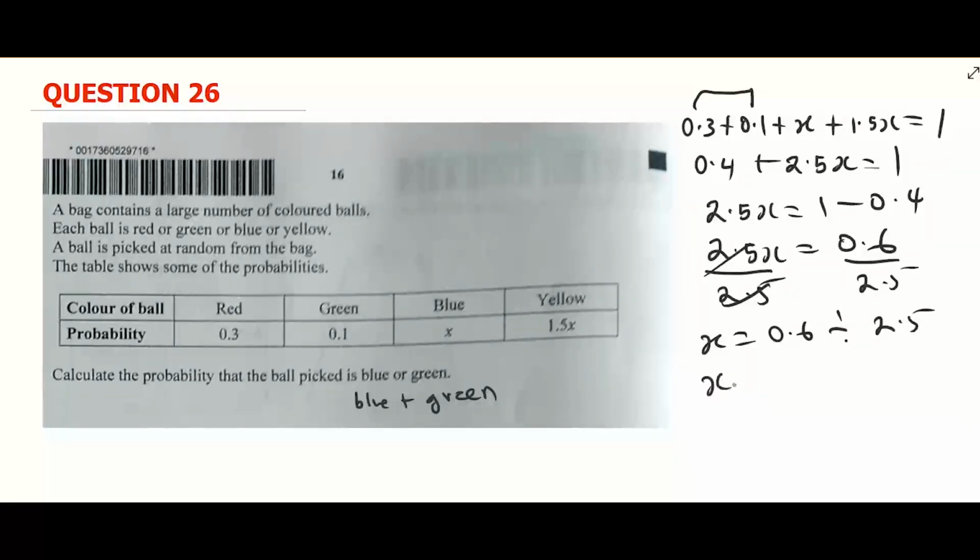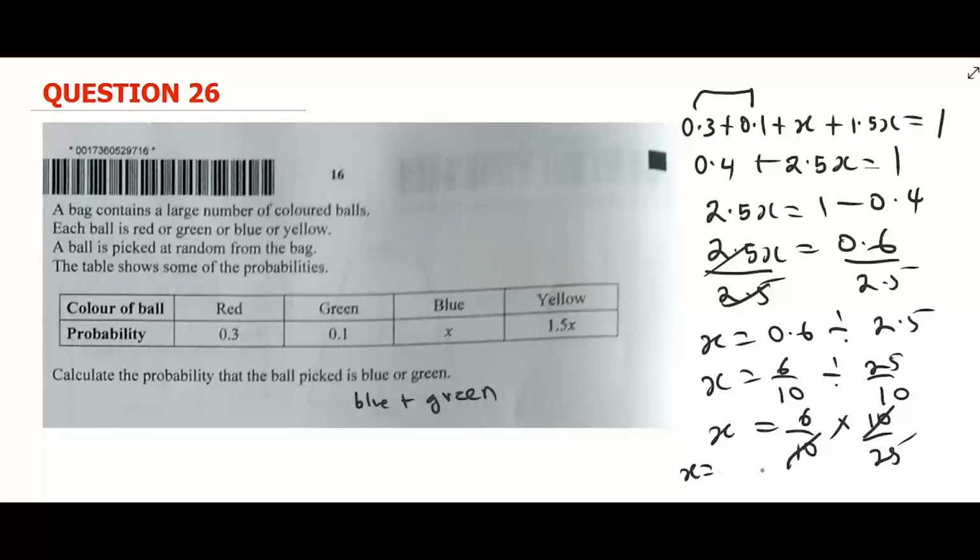So let's write 0.6 as a fraction. That will be 6 over 10. Then divided by 2.5, which will be 25 over 10. Then we can now solve this division of fractions. So it will be 6 over 10 times 10 over 25. Then we cancel 10. Then we have x equals 6 over 25. So how do we write 6 over 25 as a decimal number? It's possible. So let's write it here.